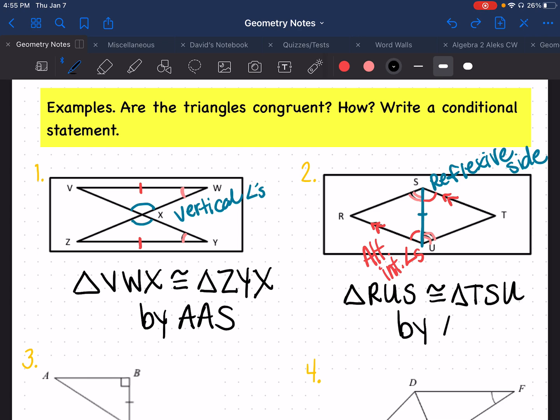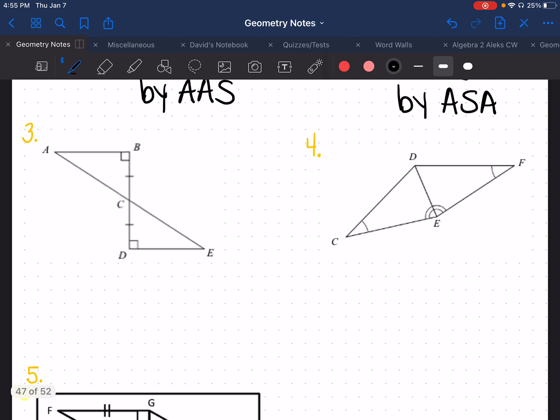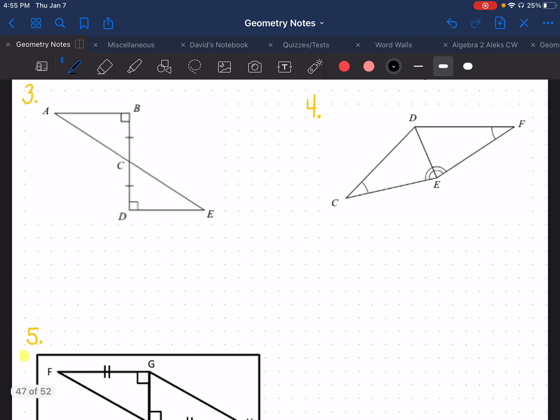Let me go back and add my angle, side, angle. All right, I've got two more to do with you, and then of course we have our exit ticket at the end. So here's my next one, triangles in 3. I can see that I have a side, I have a side, I have an angle which happens to be 90 degrees, and I have an angle which happens to be 90 degrees.